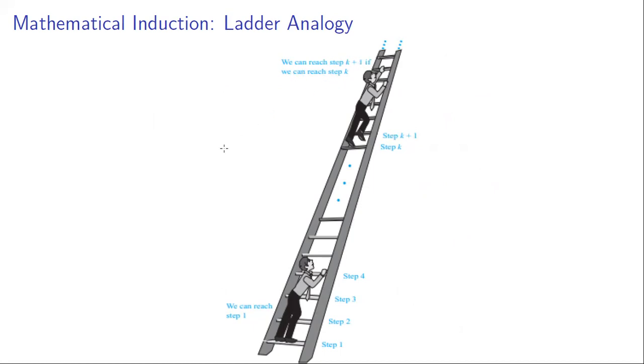As a result of these two things, knowing that I can reach step 1, and that I can reach step k plus 1 if I can reach step k, I can know that I can get all the way to the top of the ladder, as high as it is, because I know I can start climbing the ladder, and I know that whenever I am on step k, I can go to step k plus 1. So that tells me that I have a way of getting all the way to the top, as high as it might be. So that's the idea of mathematical induction.